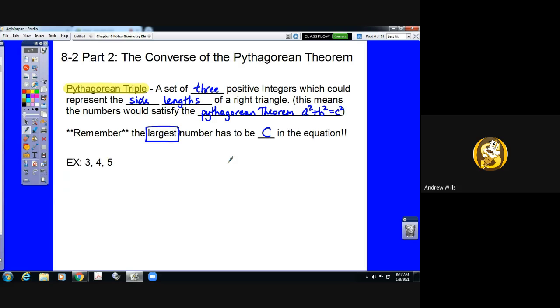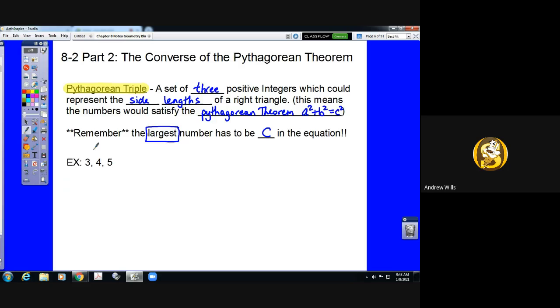So for instance, down below there you see those three numbers 3, 4, and 5. We are going to check to see whether or not that is a Pythagorean triple. Well, for one, we should notice that all three of those numbers are integers, so we meet that requirement. Then the second requirement is we need to check the Pythagorean theorem.